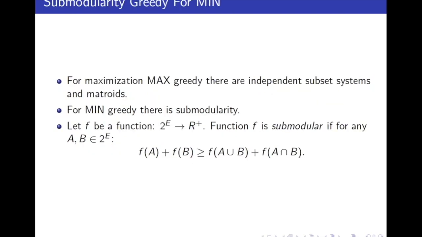Next, we are going to look at a minimization problem. So first let's look at this slide. We know for maximization, for independent subset systems and matroids, we have these greedy algorithms. But for minimization, we don't have anything that is similar to maximization, but we have something called submodularity.